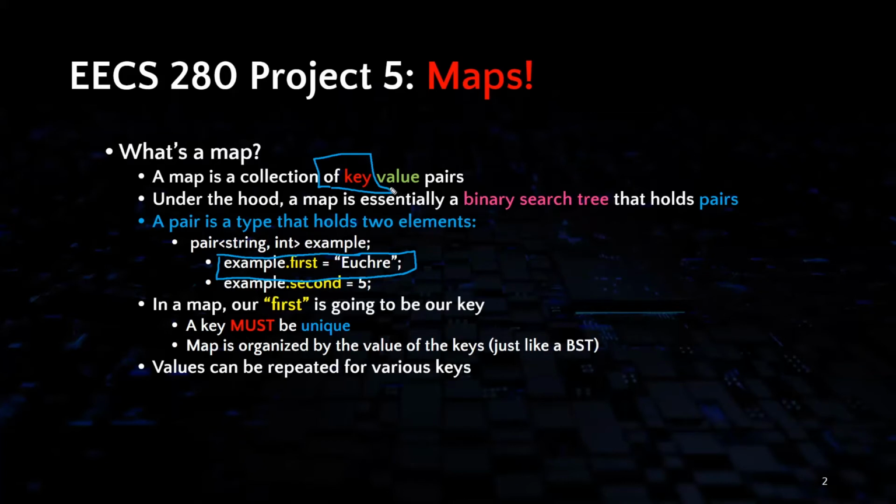If you want to get the value, this text in green right here, you would go ahead and access dot second. For most of this project, you're probably going to be accessing dot first because we're concerned with the keys. But if you had to access the value for some reason, you'd want to use dot second. So again, if you're looking at a binary search tree and you want to find the key of that node, you would just access dot first.